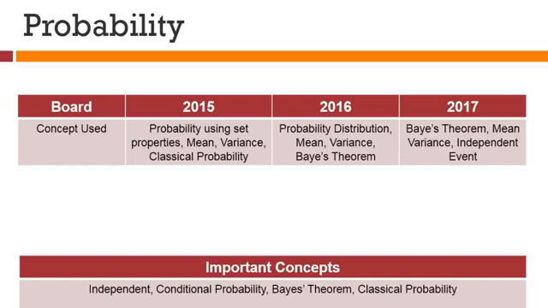So probability has a very good weightage as far as boards are concerned, and you can expect 2 to 3 problems, out of which mean variance is going to be short and Bayes theorem is going to be short, right? Important concepts again I mentioned, these are independent events, conditional probability, Bayes theorem, and classical probability.